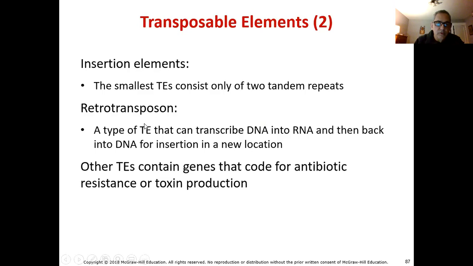You can have retrotransposons, a type of transposable element that can transcribe DNA into RNA, then back into DNA and insert in a new location. This is also something that viruses like the AIDS virus do; they're called retroviruses. This is really unusual, being able to transcribe the DNA into RNA, then back into DNA.